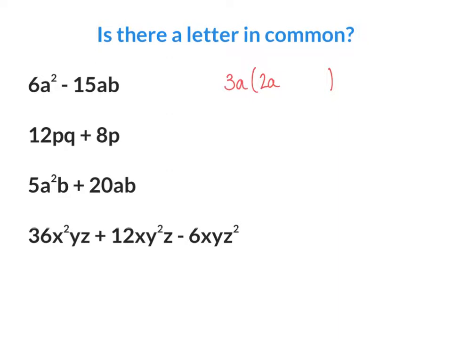Well, I multiply 3 by minus 5 to get minus 15. The a term is fine, but I need to multiply it by b as well. And again, you see, 2a and minus 5b share nothing in common. So I'm quite happy that I've factorised that completely.